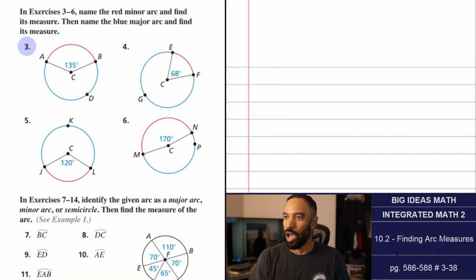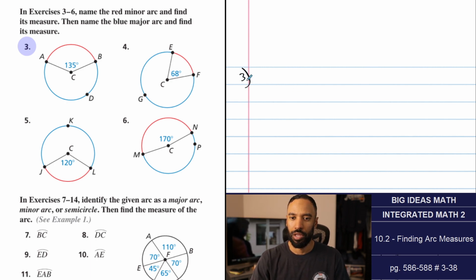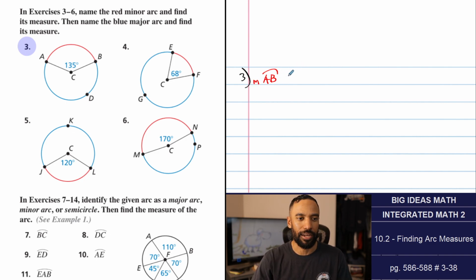Here we go. All right, we're going to start with numbers 3 through 6. Name the red minor arc and find its measure, then name the blue major arc and find its measure. So I'll keep the drawing as it is, and I'll go ahead and get started on this side here. So number 3, with that drawing, the red minor arc we will call arc AB. Minor arcs are going to have two letters. So I'll just put it like that, and I'll say measure of arc AB equals. I hope that's okay. That red's a little bouncy, though. I'm going to go ahead and stick with, I'll make it red. Do you want me to?